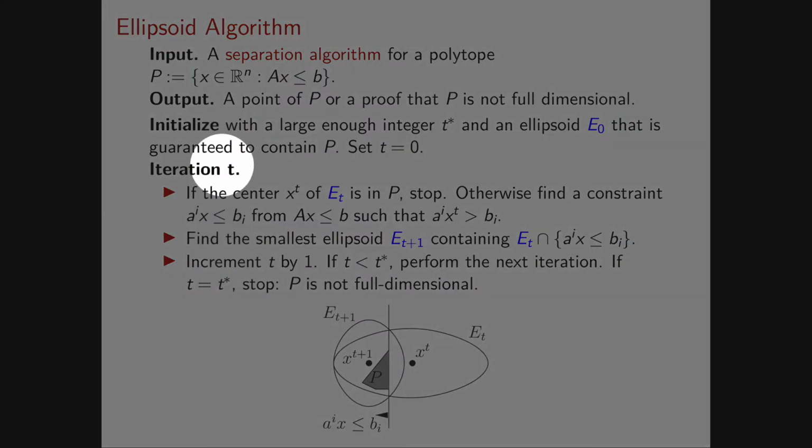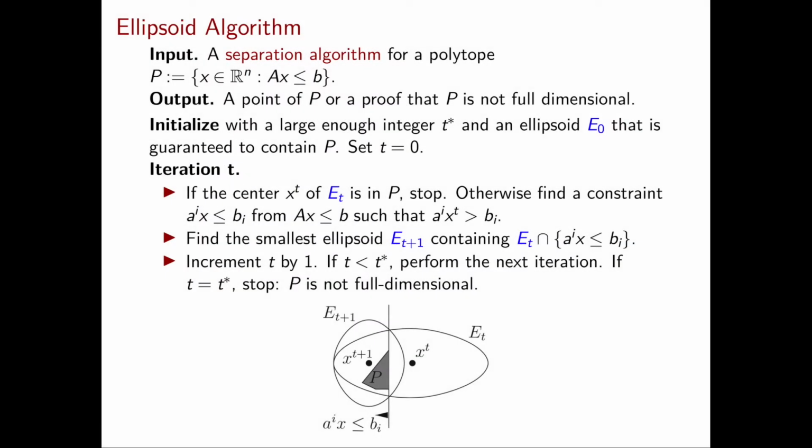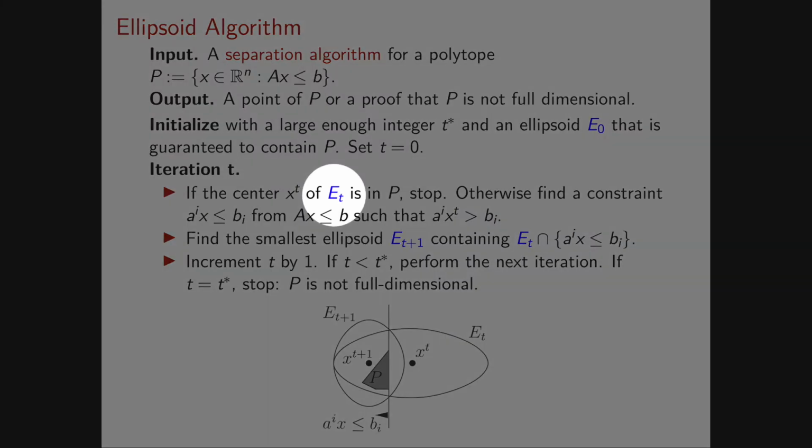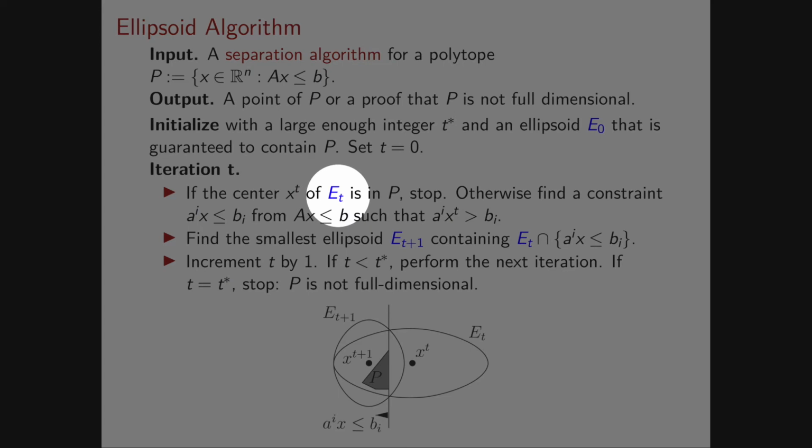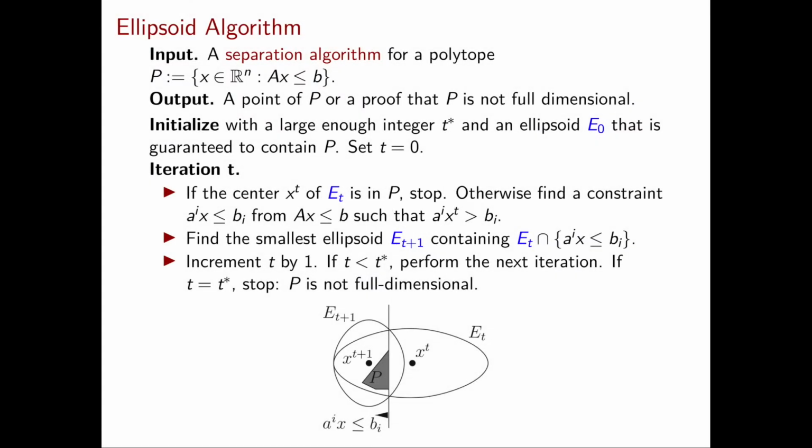Then let's discuss a general iteration t. At the general iteration t, we will have already obtained an ellipsoid Et that still contains P. At the beginning, of course, this Et is exactly our E0 from the initialization step. The very first thing we do is pick the center of the ellipsoid Et, let's denote it by xt, and check if it is in P. In this case, xt is the center of Et and it's not in P. If it is in P, though, we can stop, of course.